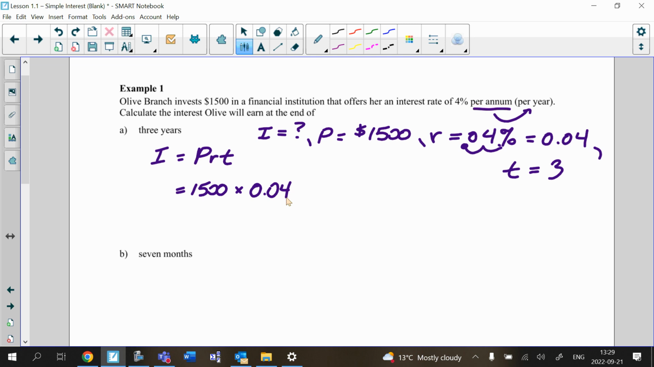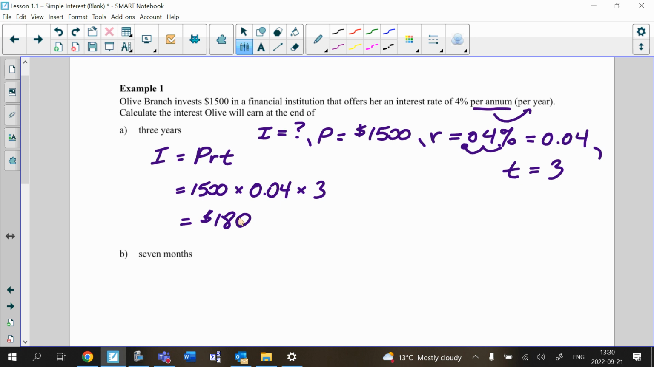And when you calculate that, and you should have a calculator, a scientific calculator will do, you'll get $180. So if she left that investment alone for 3 years, she'd get $180 when she decided to pull it out or cash it in. How much if she only did it for 7 months?